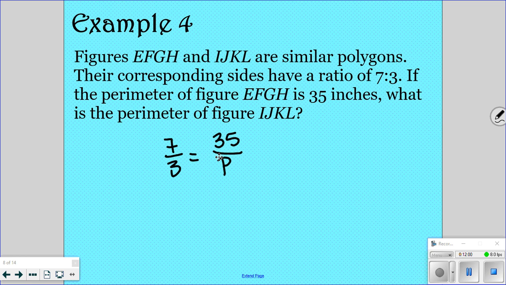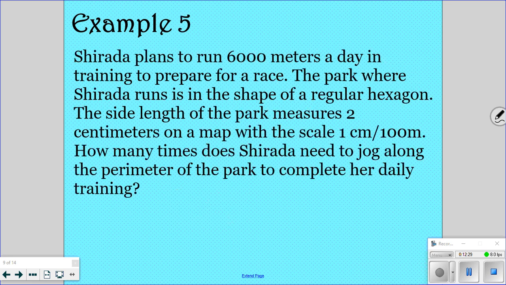And so we know the perimeter ratio has to be the same as the ratio of the sides. So if you cross multiply, you'll get 7P equals 105. And then if you divide by 7, you'll get 15 inches for the perimeter. And that's all you have to do on those. Just set up ratios and then solve them.